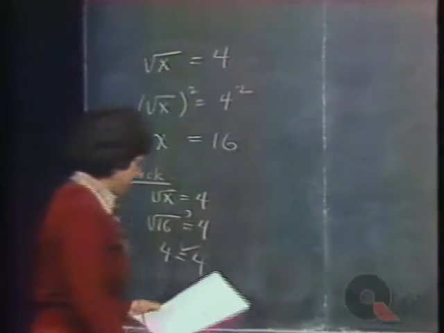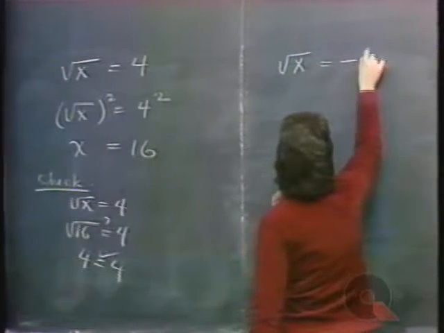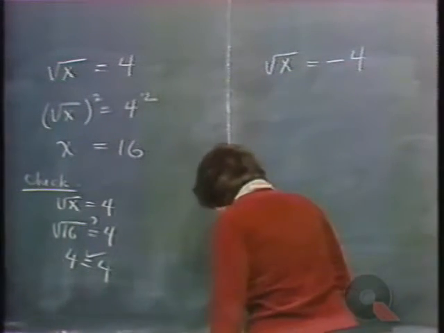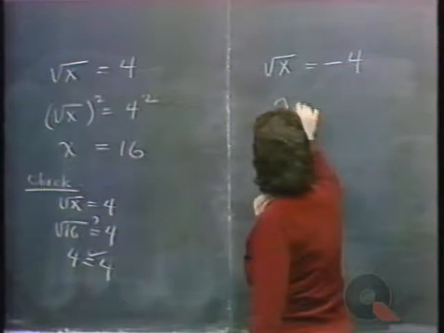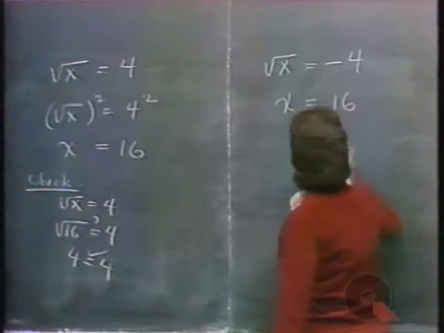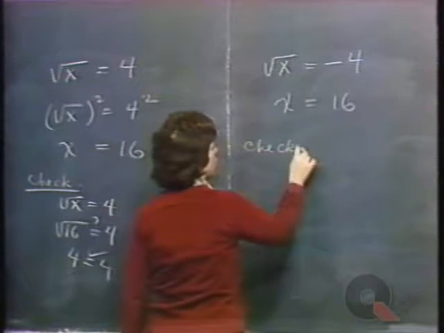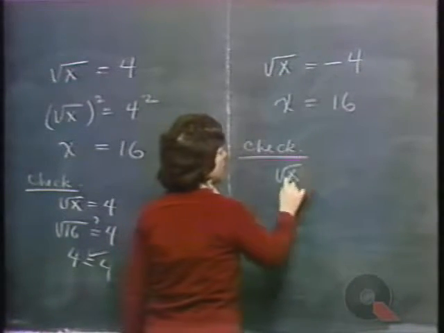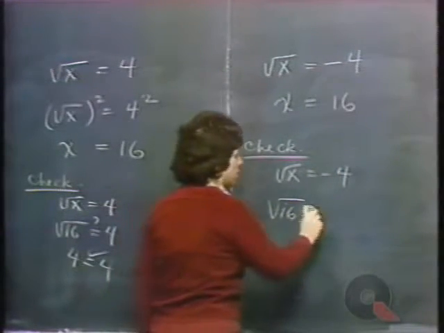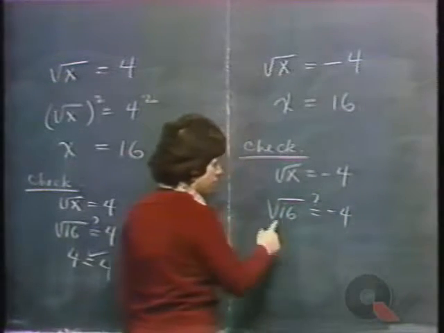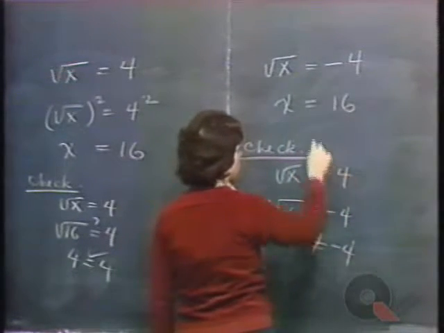Let's try another example. The square root of x is equal to minus 4. If we follow the same procedure and square both sides of this equation, we get x is equal to 16 as a possible solution. However, if we go back to the original equation to check it, the square root of x equals minus 4, and substitute in x equals 16, we get that the positive square root of 16 should be equal to minus 4. But of course, 4 is not equal to minus 4, and this is not a solution.